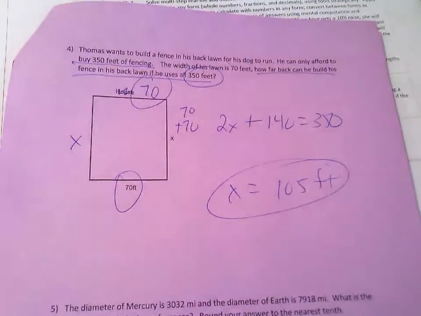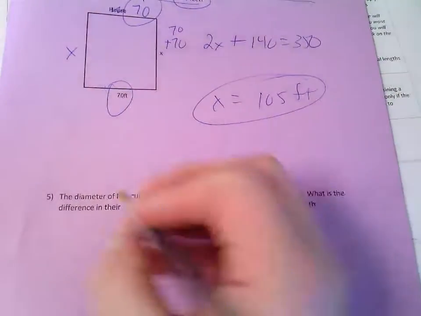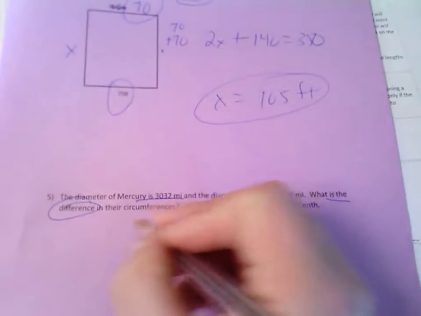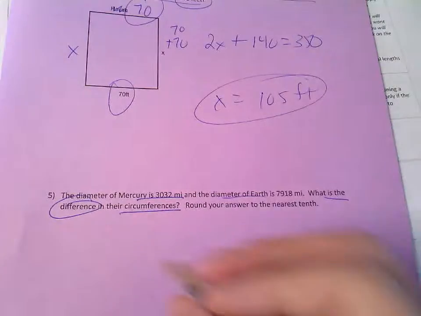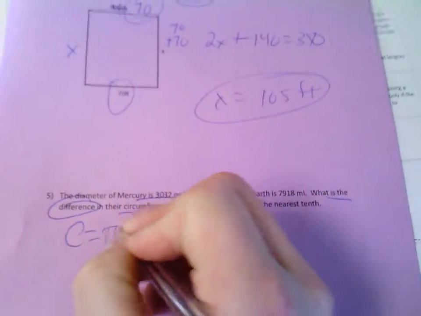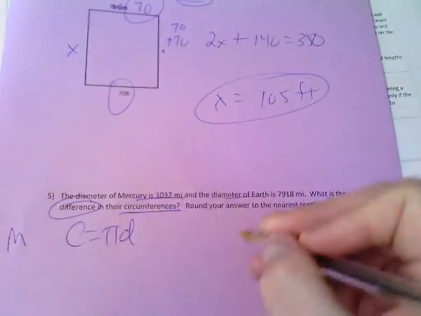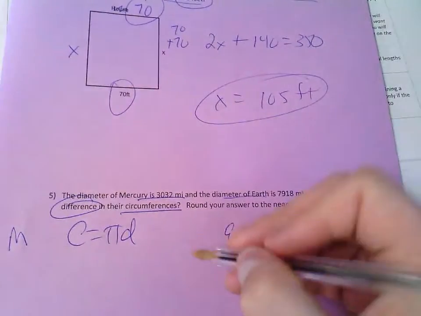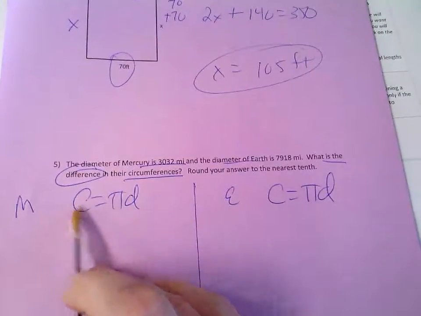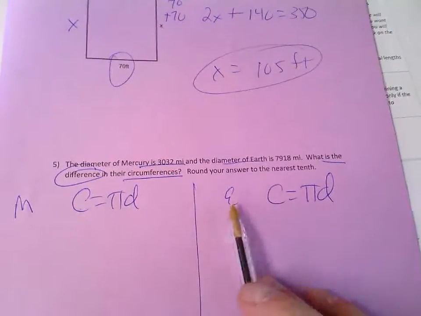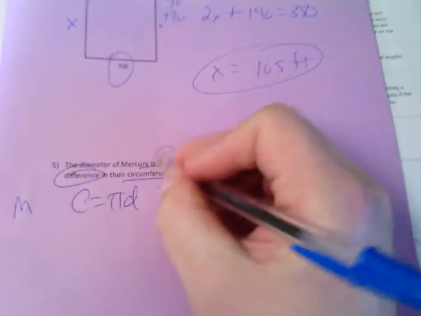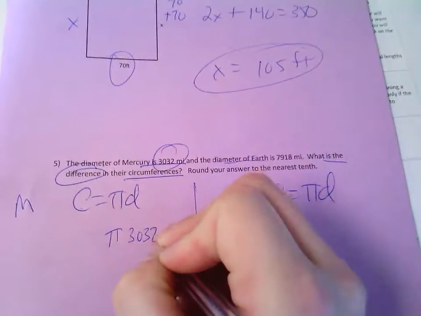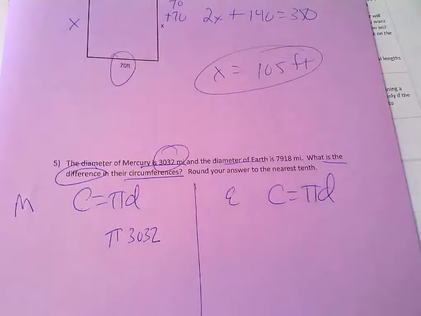All right, and then finally, the diameter of Mercury, the diameter of Earth, what is the difference in their circumferences? So we're doing circumference, C equals pi d. But we have Mercury and we have Earth, so we really have to do this twice. Right. So I'm going to draw a line down here. So we have to find the circumference of Mercury and the circumference of Earth. So here, you're given the diameter, so all you have to do is go pi times 3032. Right, so you put that in your calculator.